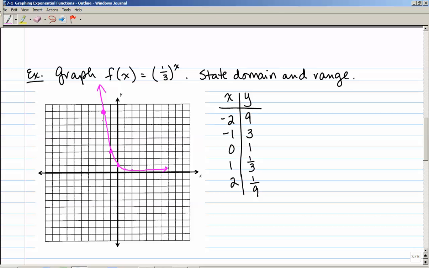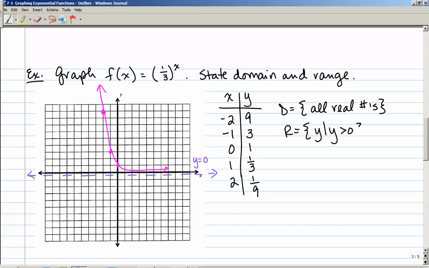And on the left-hand side, this is going up real fast. So in this case, I'm going to go ahead and draw it in, just for fun. Again, the x-axis is my asymptote. That's the line y equals 0. And my domain is all real numbers, because x can be anything. And my range, what can y be? Well, y has to be above the asymptote in this case, so y has to be greater than 0. And yes, this is exponential decay because it drops off real fast.